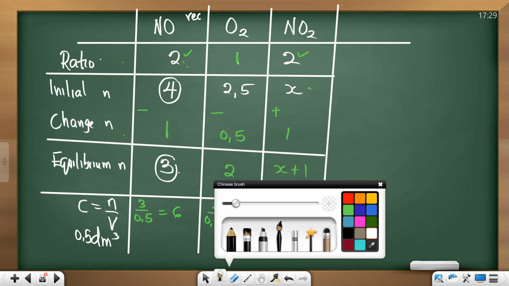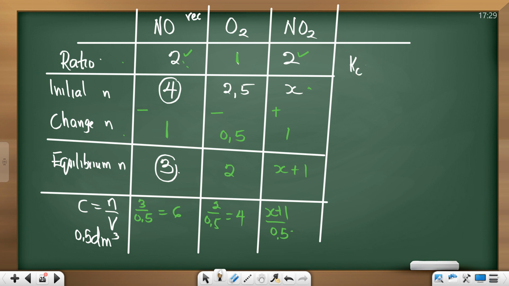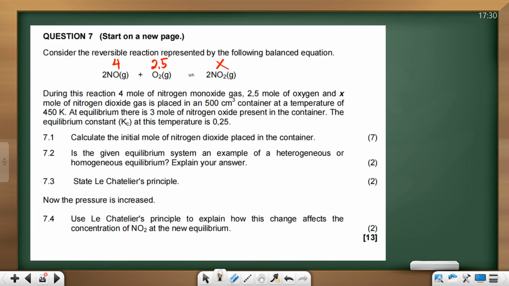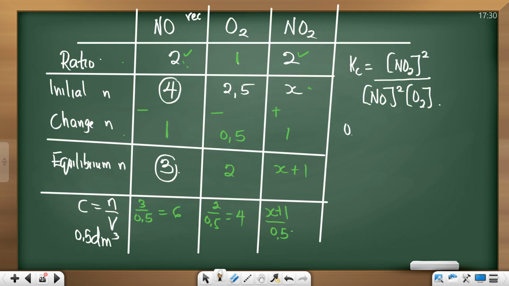Now, this is how you do it. So we have our Kc expression. Which one is our product? Nitrogen dioxide, and it's squared over nitrogen monoxide squared, oxygen, and then we have that. What's our Kc value again? 0.25. Now, guys, it is just mathematics now.